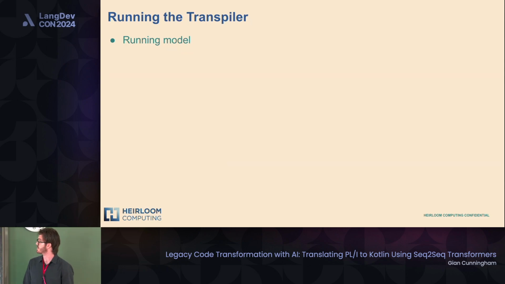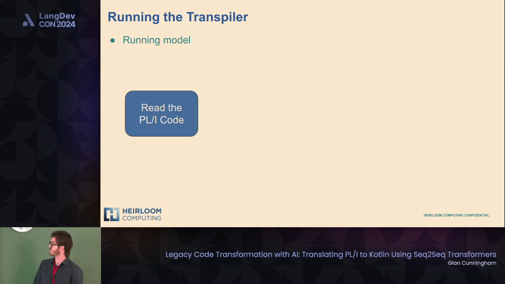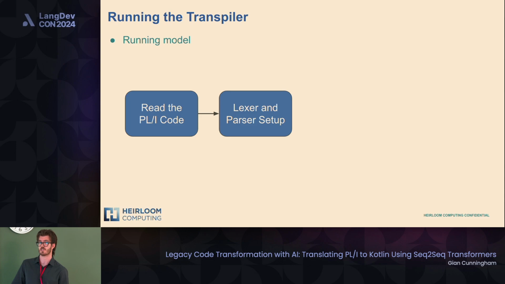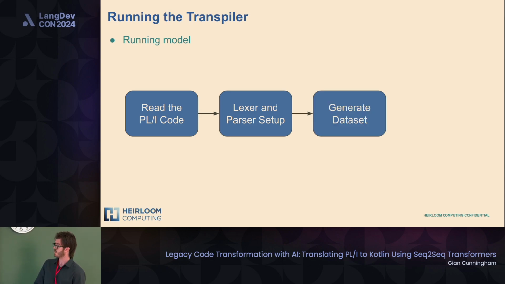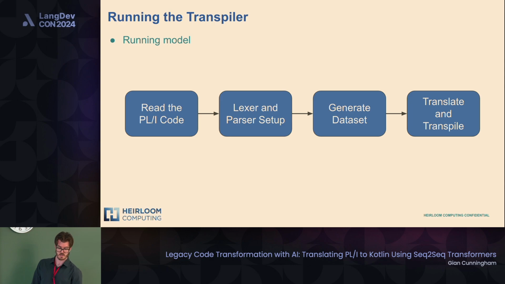And finally, in my project, I wanted to actually run the model to see whether it did the task we wanted it to do. So here, we first read some sample PL1 code. We then set up a Langdev parser to process our PL1 code into a syntax tree. We use a visitor statement to visit each node in our syntax tree and collect the code statements. And we use my translate and transpile functions to translate the PL1 code into Kotlin and then the transpile function to format it correctly.